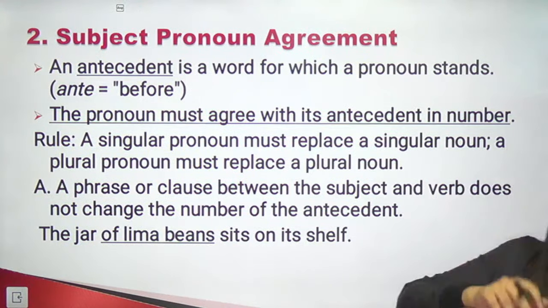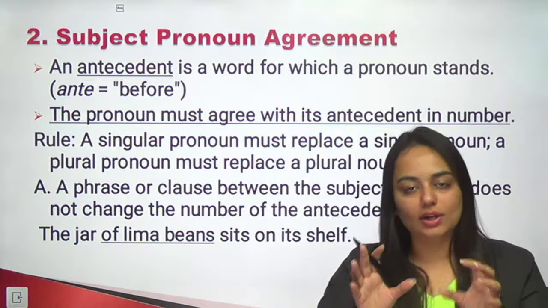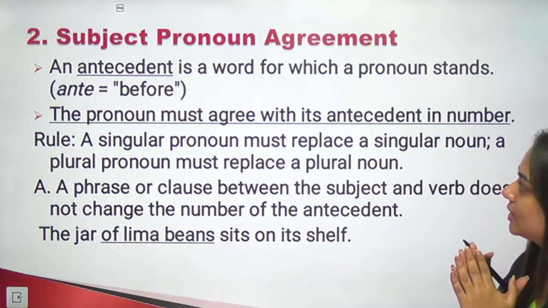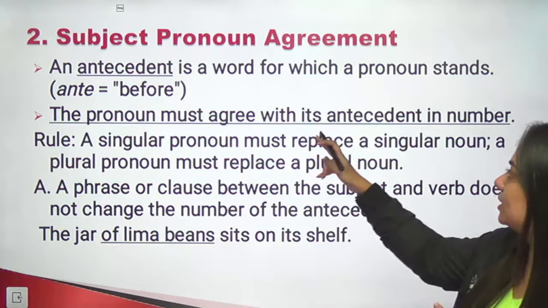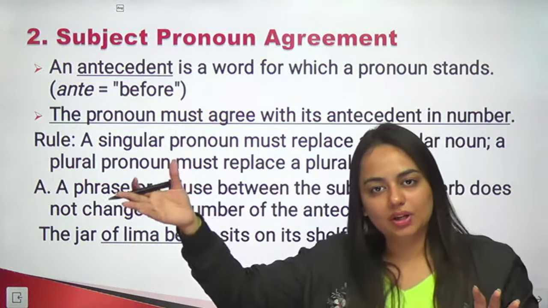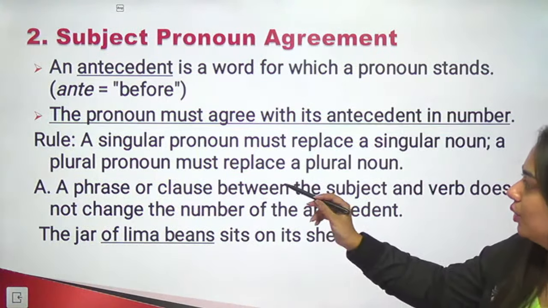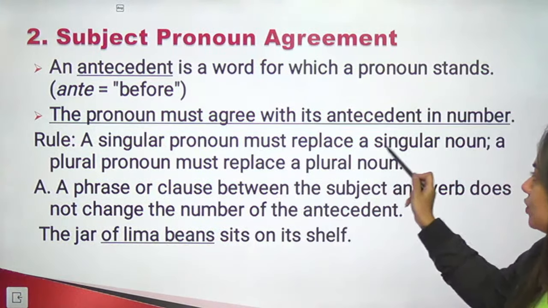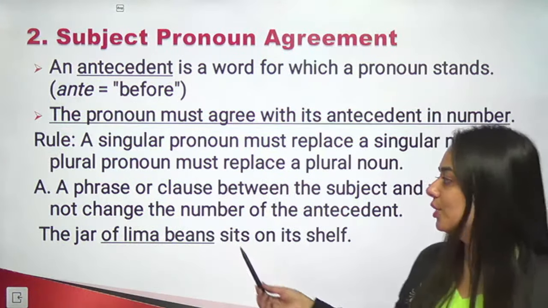Subject pronoun agreement. Just as subject and verb need to have an agreement, subject and pronoun should also agree with each other. That is quite obvious. An antecedent is a word for which a pronoun stands. The pronoun must agree with its antecedent in number. Basically, the antecedent is the noun for which we are using a pronoun, right? The rule is, a singular pronoun must replace a singular noun and a plural pronoun must replace a plural noun.